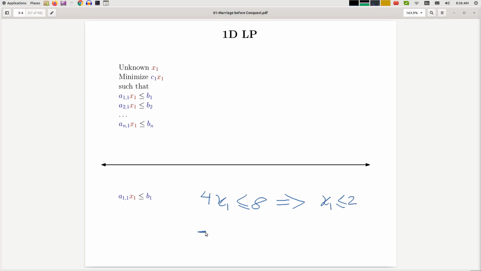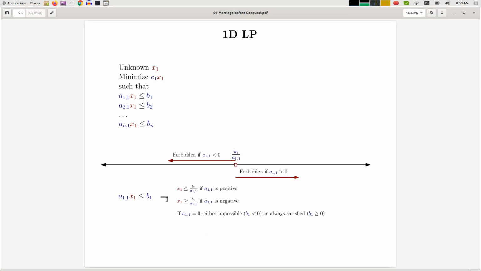So if I had instead minus 2 x1 less than or equal to 10, from this I can deduce, by dividing by minus 2, that x1 is bigger than or equal to minus 5. Basically, the only thing we need to pay attention to is that if this coefficient is negative, then we have to flip the inequality. From this we get that x1 is less than or equal to b1 divided by a11 if a11 is positive, and the other way around if it is negative.